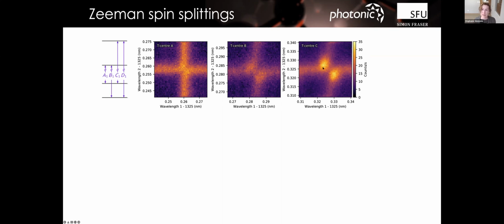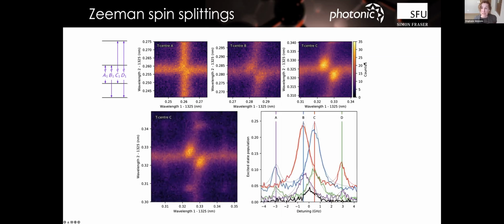And you can see some are more split than others optically. These are two-color scans where you can sweep. So here B and C are basically degenerate, so a single laser, from either laser 1 or laser 2, works. Whereas here you actually need to drive B and C at the same time to be able to see counts per second.